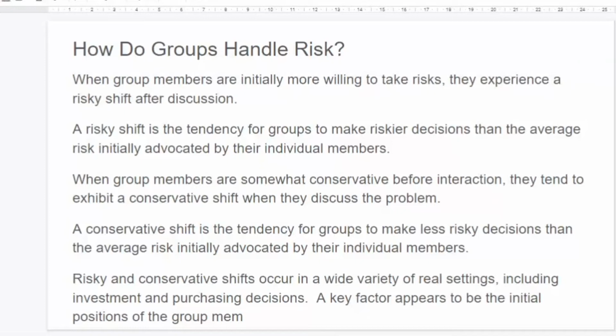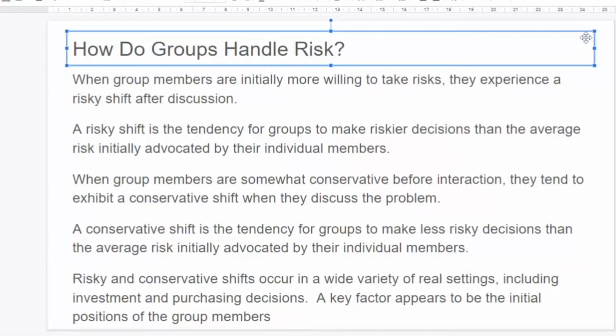How do groups handle risks? When group members are initially more willing to take risks, they experience something called a risky shift after the discussion. When group members are somewhat conservative before interaction, they tend to exhibit a conservative shift when they discuss the problem. A conservative shift is a tendency for the group to make less risky decisions than the average risk initially advocated by the individual members. Risky and conservative shifts occur in a wide variety of real settings, including investment and purchasing decisions. The key factor appears to be the initial positions of the group members. So people tend to have a shift in their perspectives after some discussion.